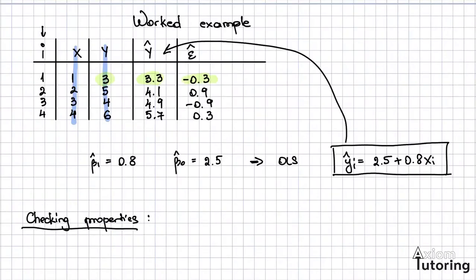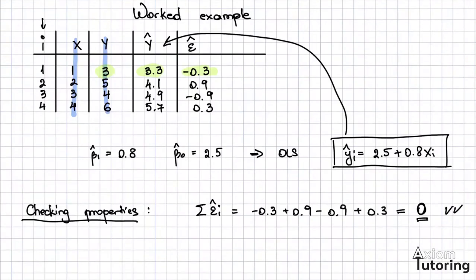From the first one, we can see the sum of the residuals. Very clearly, we've got minus 0.3 plus 0.9 minus 0.9 plus 0.3, which cancels everything out, and we will get finally a 0. So we have checked the first mechanical property here, very clearly satisfied.